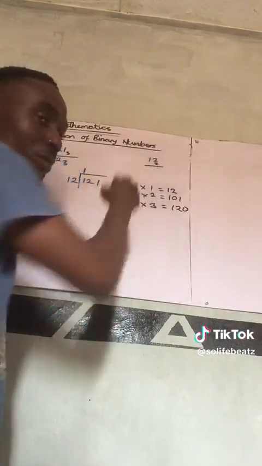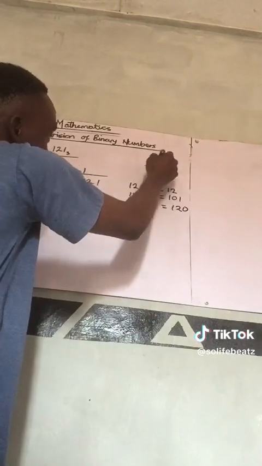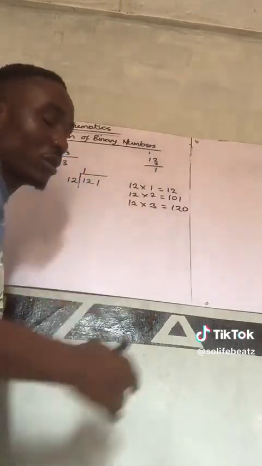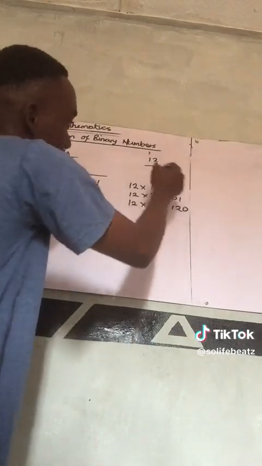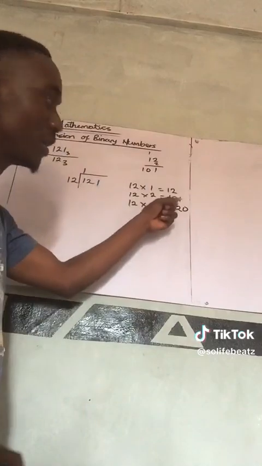4. 4 in base 3 is 11. So I write 1, remainder 1. 2 times 1 is what? 2. 2 plus 1 is what? 3. And that's 10 in base 3. That's how I got this.